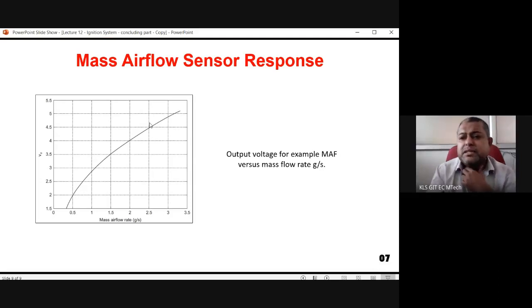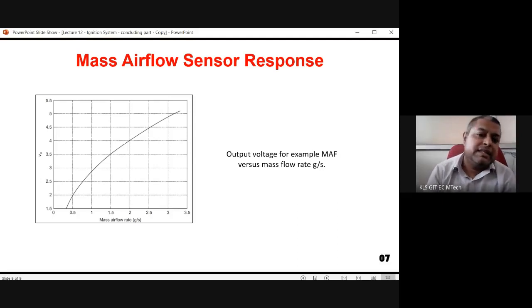So V output is a function of V1 minus V2, and V1 is a constant. The more the mass airflow rate entering the fuel system, the more V1 minus V2 is changing, and as V1 minus V2 changes, it increases the value of G into (V1 minus V2). This is a kind of exponentially increasing graph, over quite some range. This is the graph for the system, which is called the mass airflow sensor response.